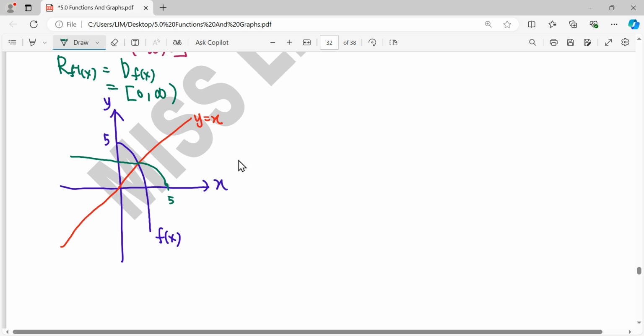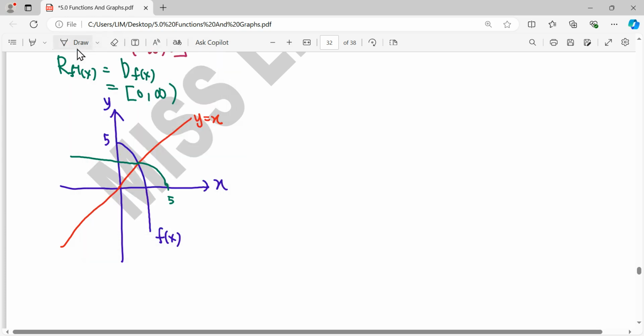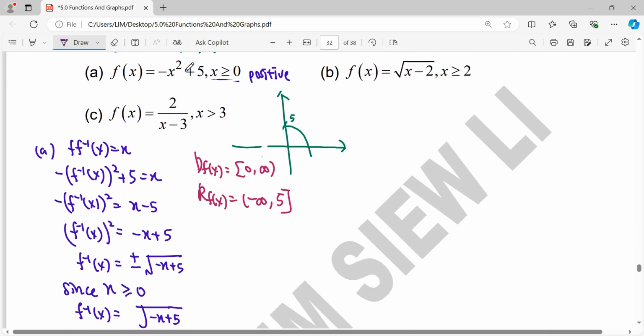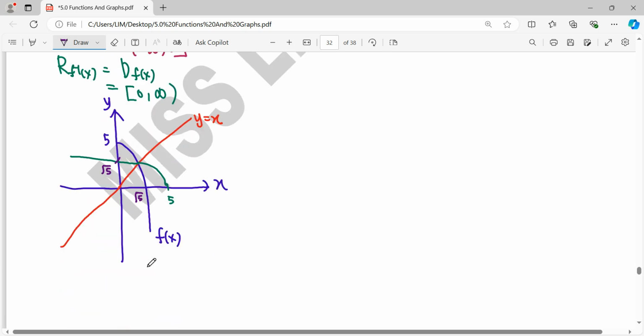After we finish this, we need to label all the intercepts that it goes through. Firstly, the roots here. Finding the roots, it will be square root of 5. So there will also be square root of 5 in the reflection. Then label this as our function that will be reflected to become the inverse function graph.